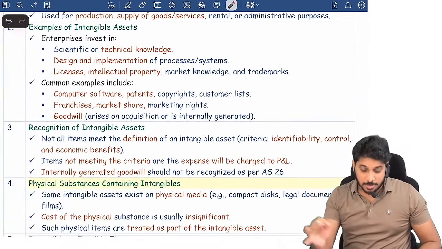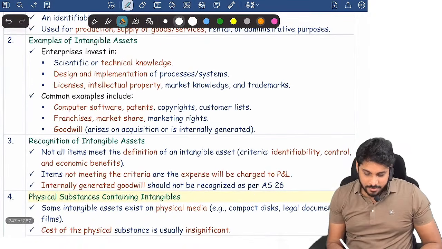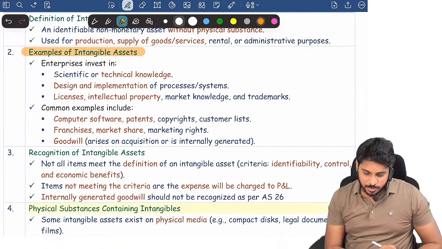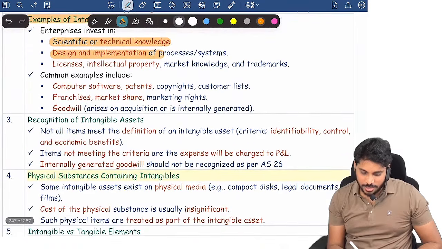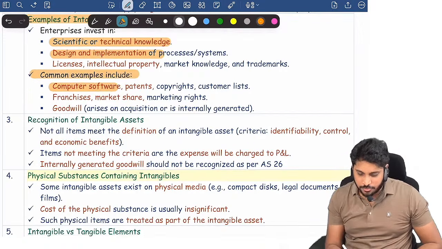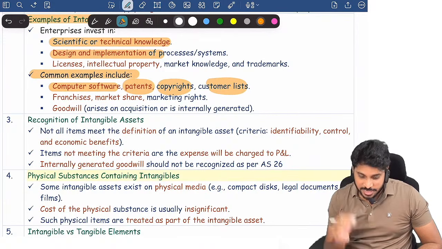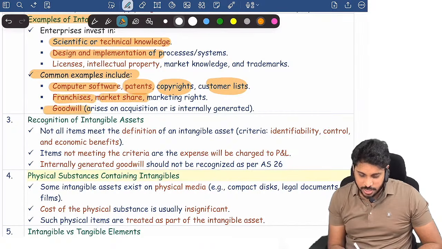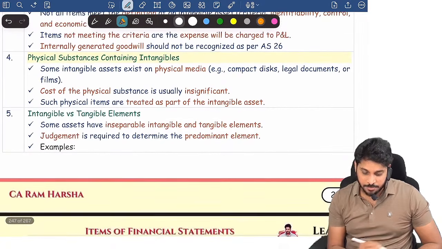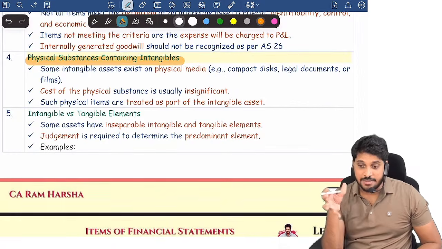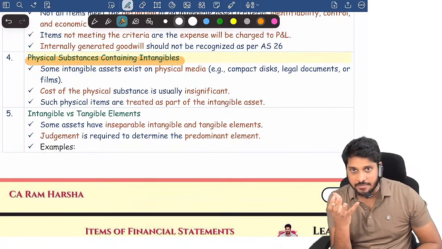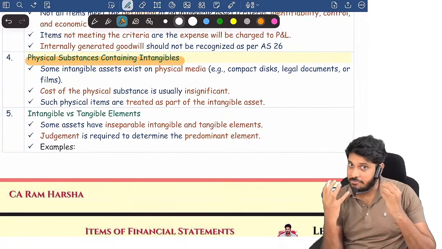Intangibles is almost similar, but in intangibles we will look at examples of intangibles. What are they? Some scientific or technical knowledge, design, all that. Common examples are computer software, patent, copyright, customer data, franchisee, market share, goodwill. All these are intangibles. Now, physical substance: sometimes an intangible asset is there in a physical substance like a CD or a pen drive. Now we need to look at the physical substance value there.